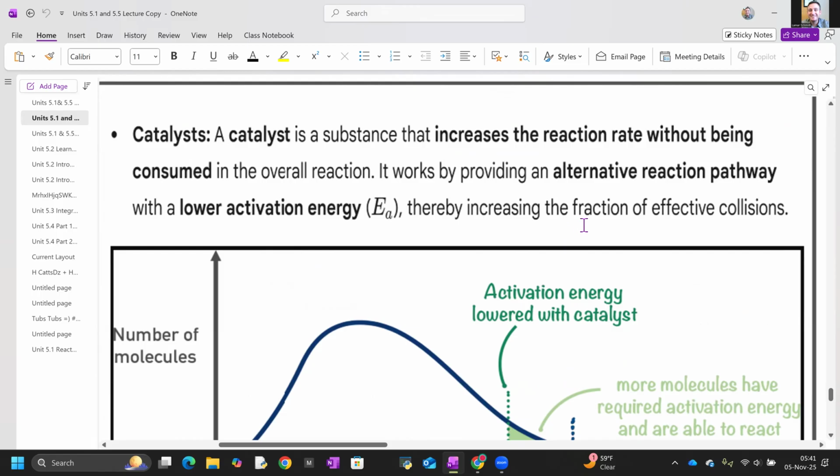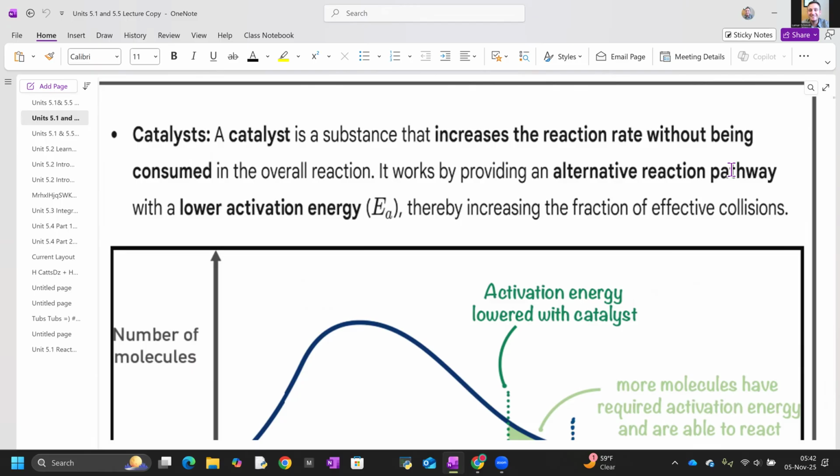Okay, so very important. The statement right here uses language that you will find on your test. Catalysts, they increase the reaction rate without being consumed. They are not a reactant. Catalysts are not reactants. They are there to help provide an alternative reaction pathway. And what they actually do in increasing the rate of the reaction is they lower the activation energy of that reaction.